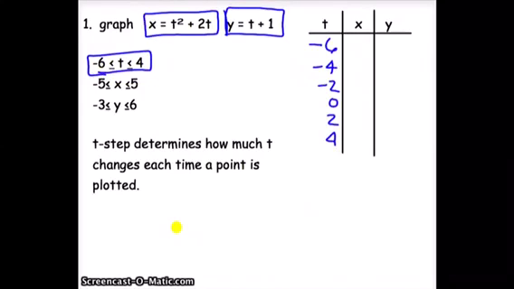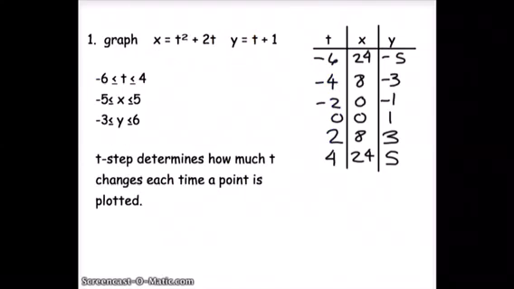This is pretty straightforward. So if t is -6, then I'm going to plug in -6 for t into this equation for x, and you get positive 24 when you do that. And then you're going to plug in that same -6 t value into your y equation to get the corresponding y value. And so what I'm going to ask you to do is continue on completing that chart, and then check back with me after you have completed it.